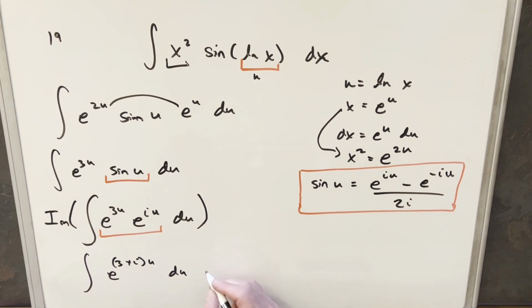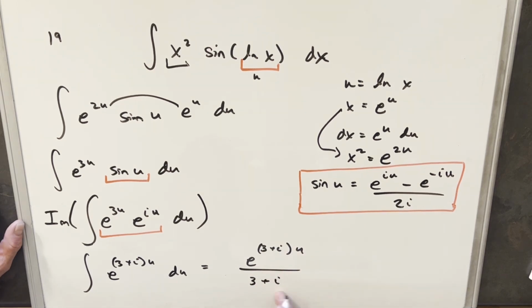So now just integrating this is going to be pretty easy. We're just going to get e to the (3 plus i)u, and we just need to divide by 3 plus i. And what I can do to get the i out of the denominator here, I can just multiply by 1. We can multiply by 3 minus i over 3 minus i, like this.